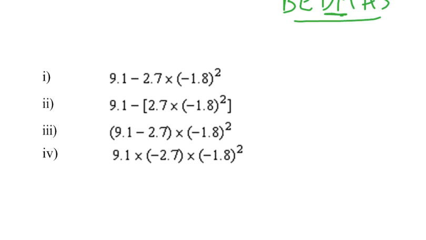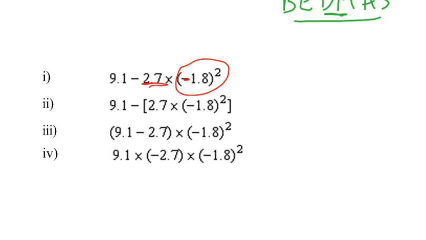In the first example, we can see that if we follow the BEDMAS operation, there are brackets in here, but the brackets again are only to distinguish because there's a negative sign. It's negative 1.8. So we would have to take care of the exponent first. So we would take negative 1.8 times negative 1.8. Then we could multiply it by 2.7 and remove that total from 9.1.